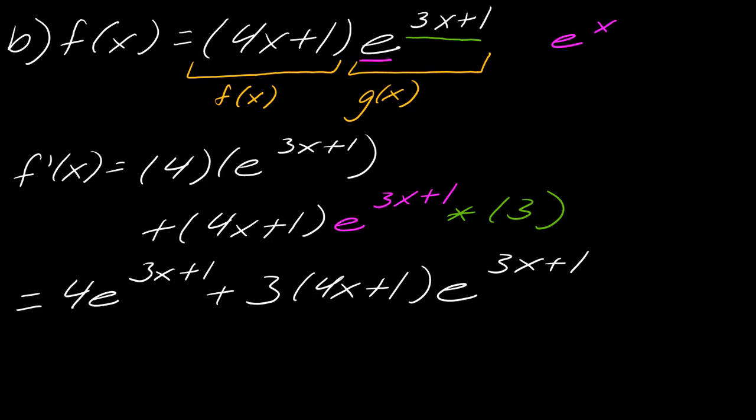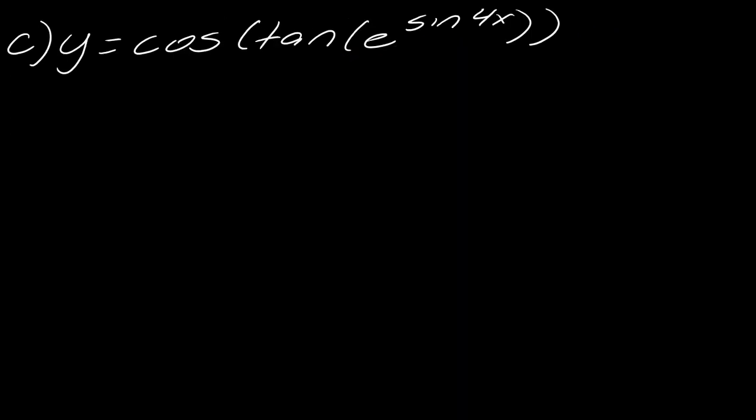There's no best way to necessarily simplify this one, so there's more than one way to do it. Again, you could always factor out the e to the 3x plus 1. We'll just leave it like this for here. Okay. All right, so now this next one has a composition of a whole bunch of functions.